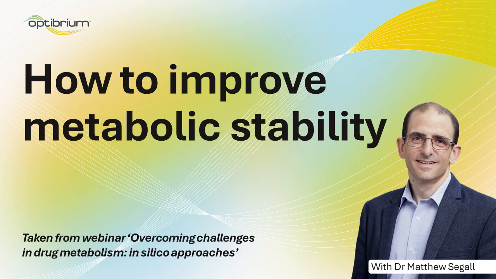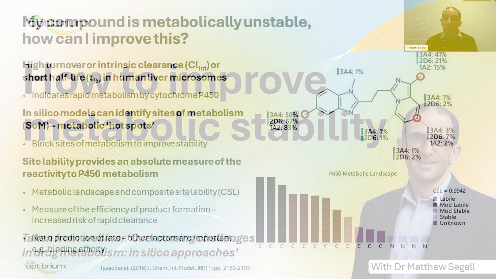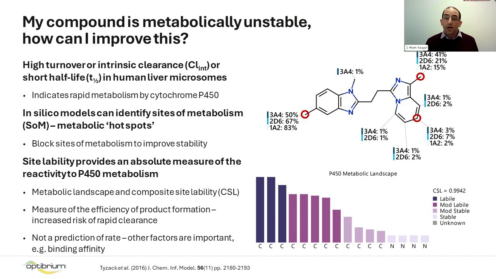Now, thinking about the first problem that we just mentioned there in terms of metabolic instability, which can lead to high clearance or low oral bioavailability, typically we would assess this in microsomes. And so typically we might look at the intrinsic clearance, half-life, or indeed turnover in human liver microsomes, where high turnover, high clearance or short half-life typically would indicate rapid metabolism by cytochrome P450s.